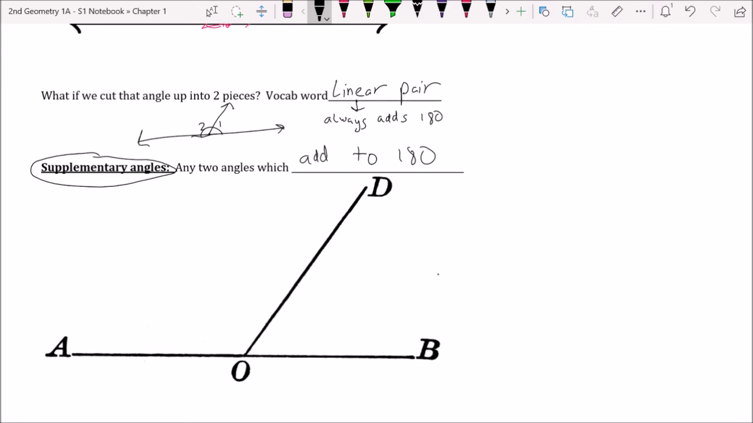The reason is because not all supplementary angles are linear pairs. Let me give you an example. Let's say I had a 90-degree angle here, and I drew a totally separate 90-degree angle over here. These two angles, because they're both 90, they do add up to 180. So this pair of angles is supplementary.